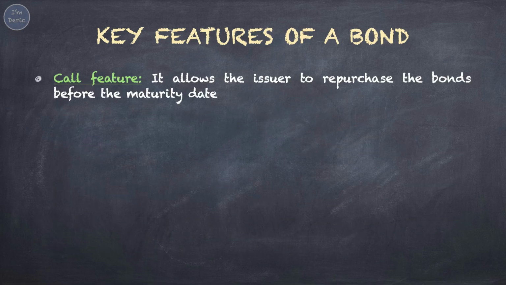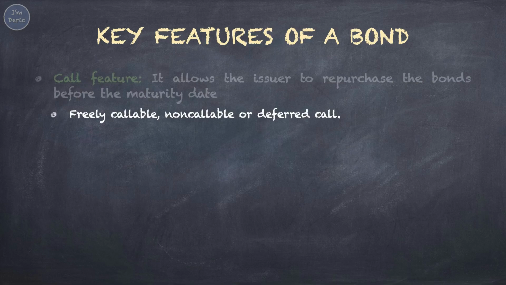Call feature, it allows the issuer to repurchase the bonds before the maturity date. It can be freely callable, means anytime the company can buy back the bond. Non-callable, means the company cannot retire the bond until maturity date. Or deferred call, which is a provision that prohibits the company from calling the bond before a certain date. During this period, the bond is said to be call protected.